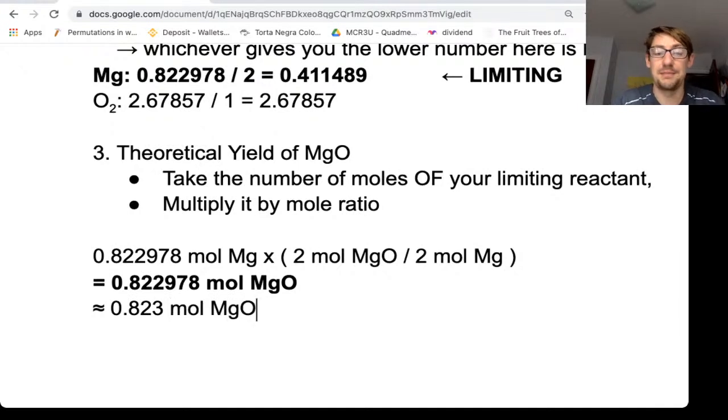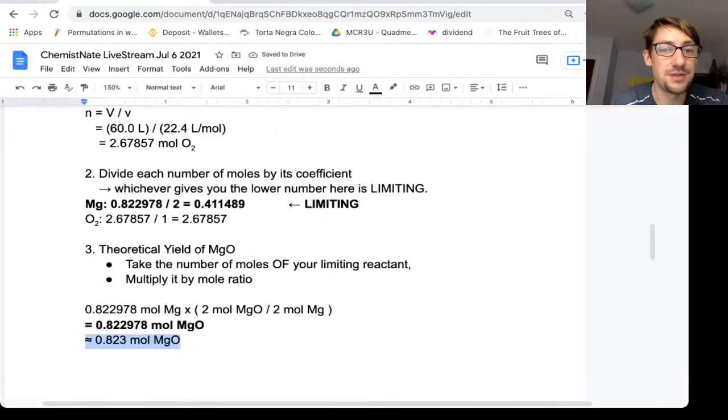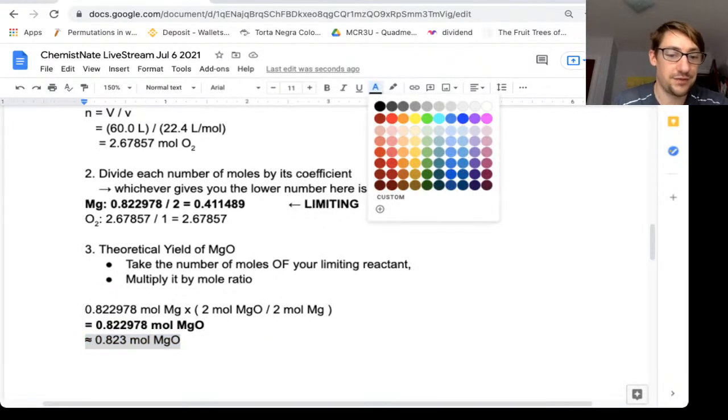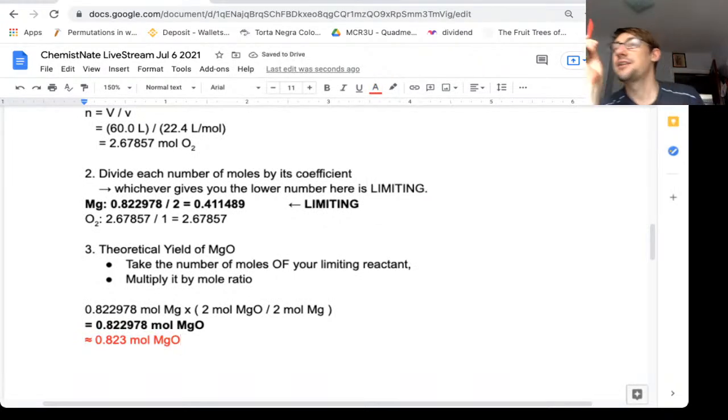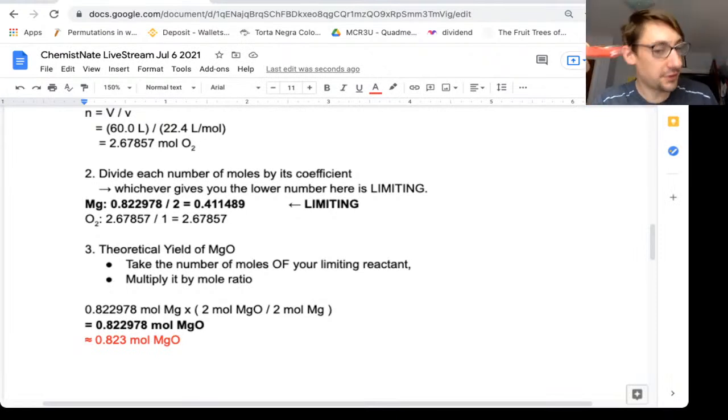There's my answer, but again, convert all your initial amounts into moles and then divide each of them by the coefficient from the balanced chemical equation to figure out which is limiting. Go back to that chemical's number of moles and use it to get the theoretical yield.